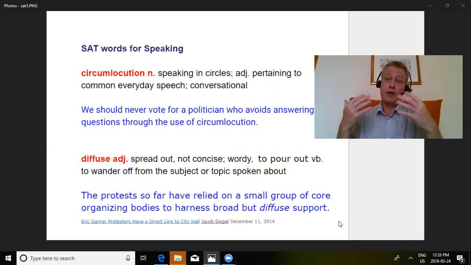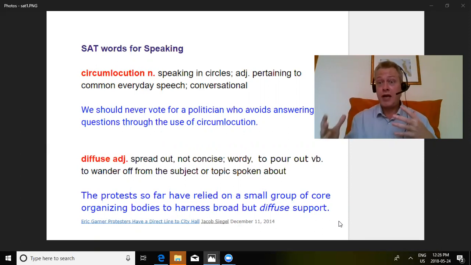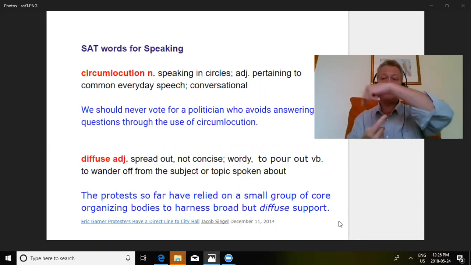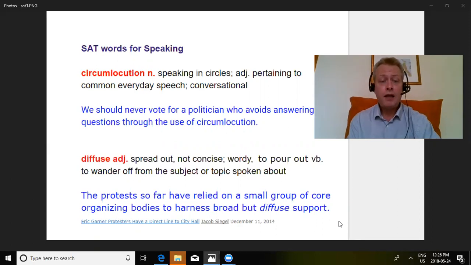We might also think of maybe Dr. Seuss, green eggs and ham. I do not like green eggs and ham. I do not like it on a train. I do not like it in the rain. So talking in circles. Let's move along.